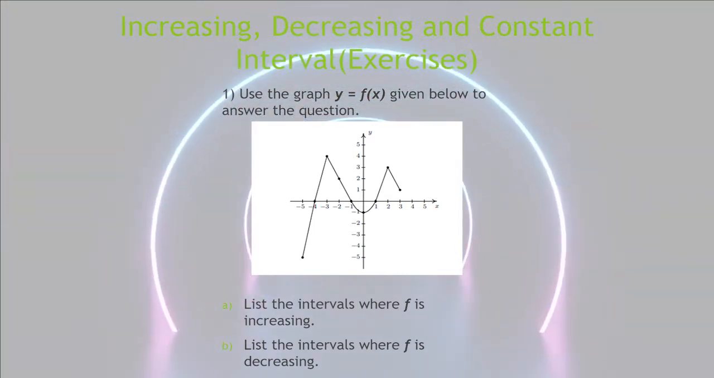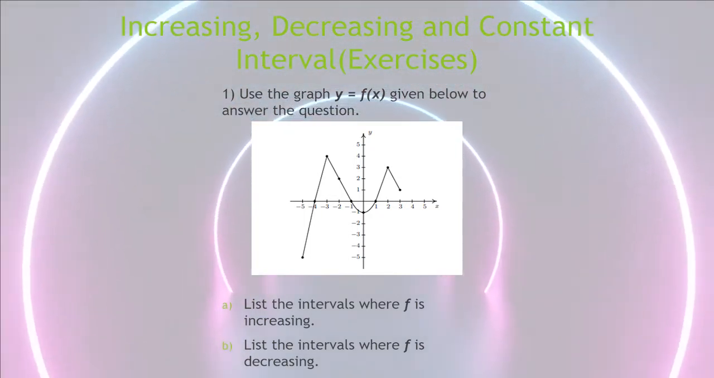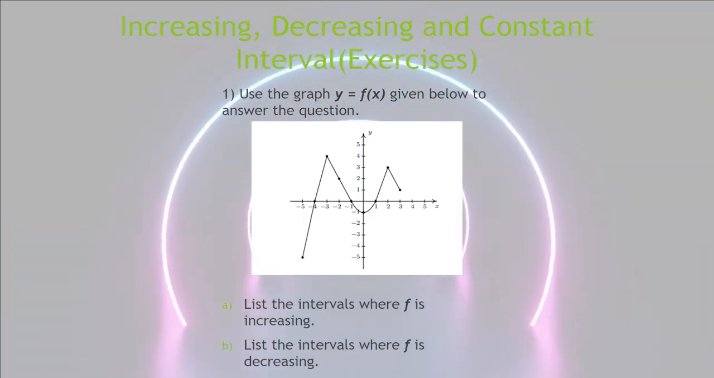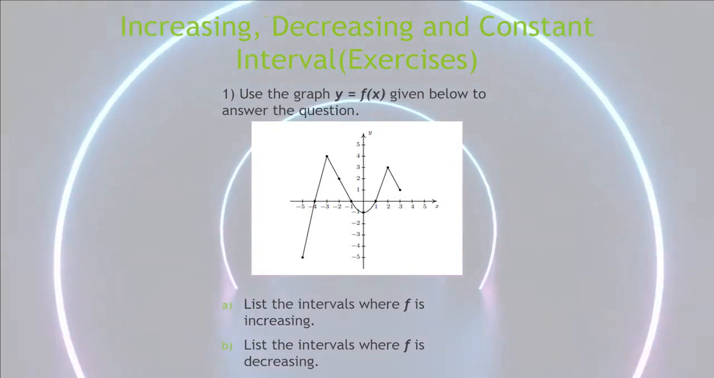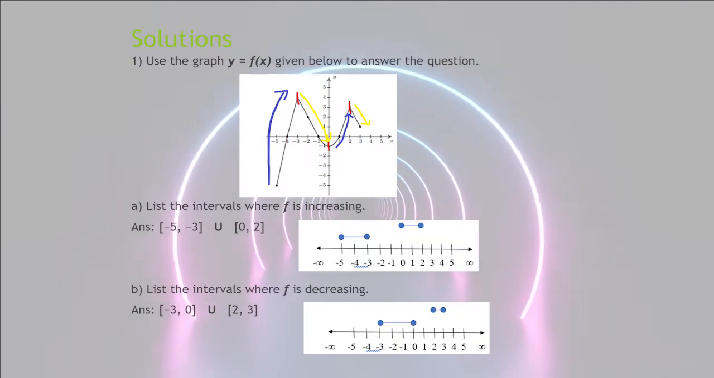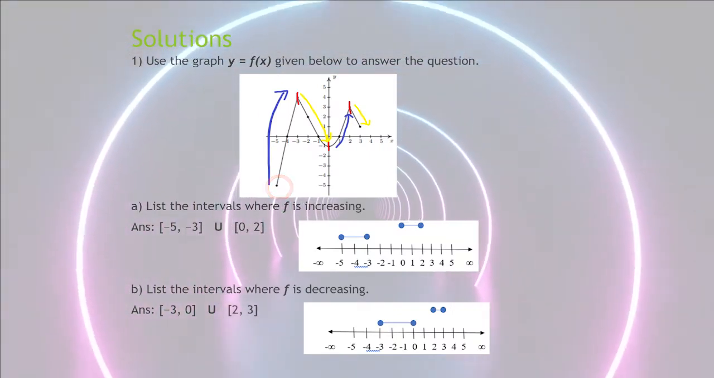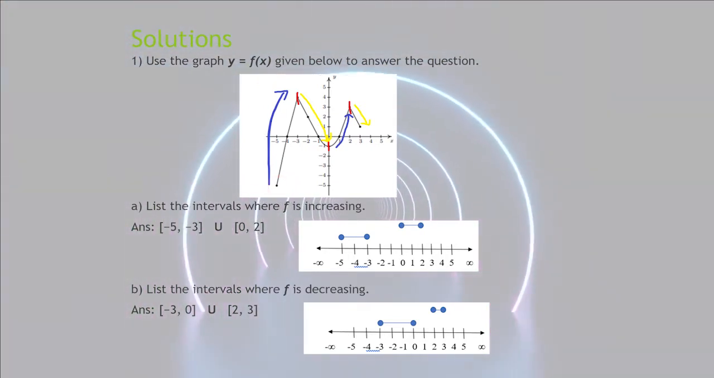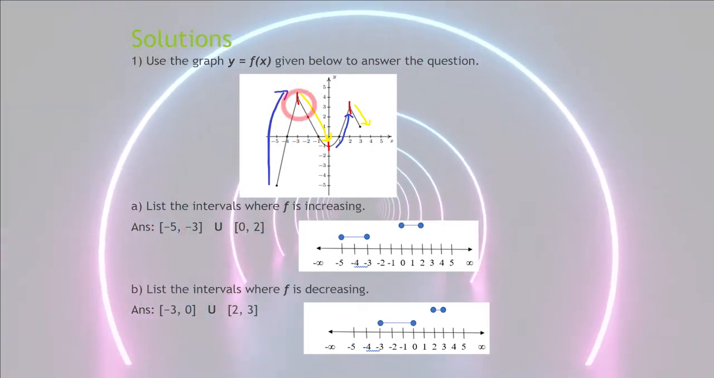For A and B, list the intervals where f is decreasing. I've already represented the increasing and decreasing intervals using the arrows. The blue arrows are for the increasing interval and the yellow arrows are for the decreasing interval. Let's see the increasing interval first. It starts from -5. It is a closed dot. Closed dot means it includes the value, so we use this kind of bracket. -5, it increases to -3.